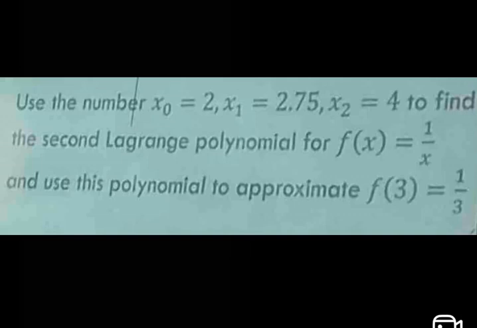Now let's look at this past question. Use the numbers x0 equals 2, x1 equals 2.75, x2 equals 4 to find the second Lagrange polynomial for f of x equals 1 over x, and use this polynomial to approximate f of 3 equals 1 over 3.